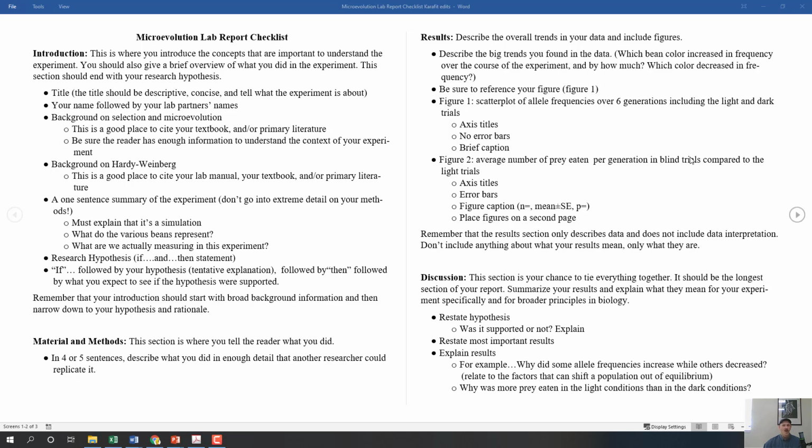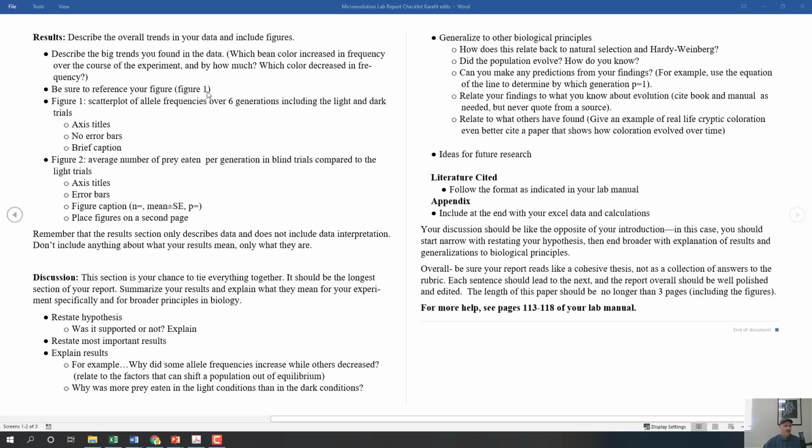Was it flow? In these different cases, there may be a different thing causing change in the visual versus the blind predators. Why did you see the trends you saw? This is what you're trying to explain. It doesn't matter if your hypothesis was supported or not. Explain why your data did what it did. And whenever possible, don't just rely on my lab partners messed up as an explanation. Is there a logical reason for your data that you can explain? So that's what you want to do there.